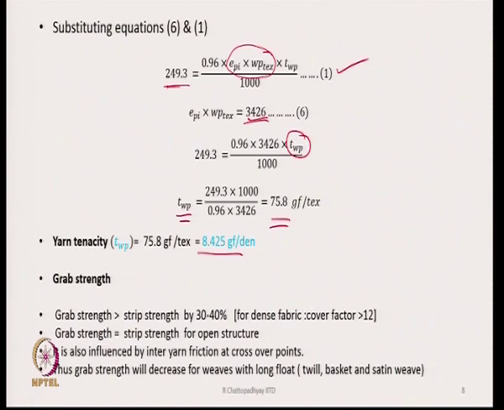So, therefore, we could find out that this is the tenacity of the yarn that we need in order to get a strength which is 249.3 kg force per inch. So, at least one important parameter we could estimate.